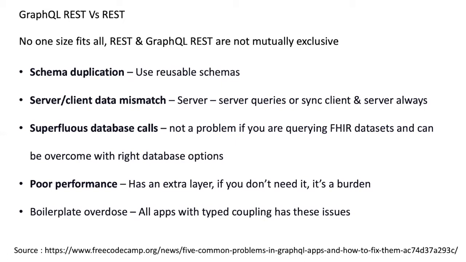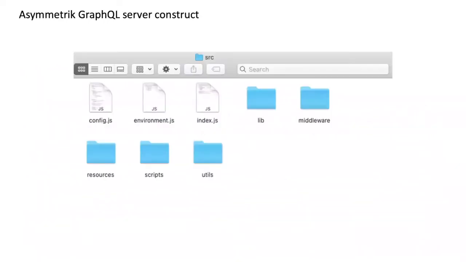A lot of people want to support GraphQL, at least in principle. Happy FHIR is probably supporting GraphQL. That's what I know as a fact. But if you're doing API design and you're okay with JavaScript, then this one is a good enough choice. So the asymmetric GraphQL, like any others, will have an SRC and an index.js.